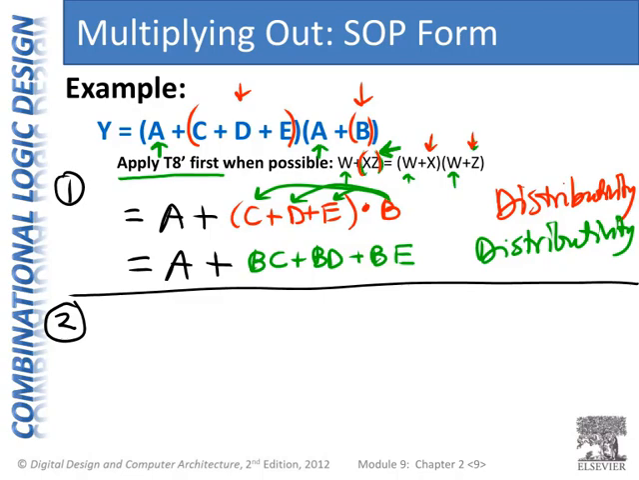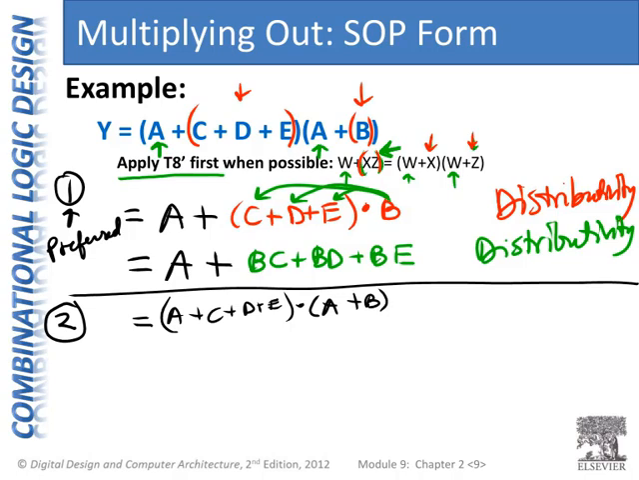So this is the not preferred way. The first way I showed is the preferred method, but I'll show this way to show that it's going to get you to the same place. So we start with our original expression, A or C or D or E. For some reason, we don't recognize that we could use T8 prime.